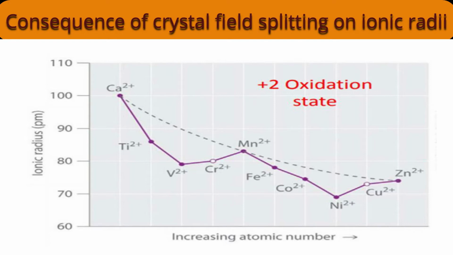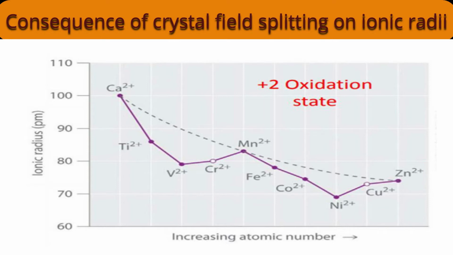How? Let us see. The first case is calcium, where the electronic configuration is d0. So electrons are not there in the t2g or the eg orbitals. Because of that, the usual trend is observed. So it is one of the reference points on the dotted line.